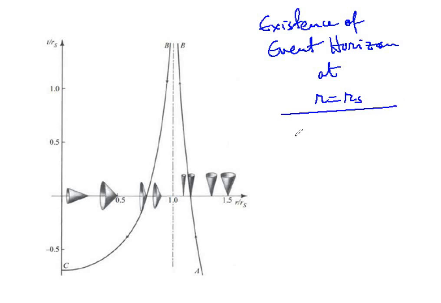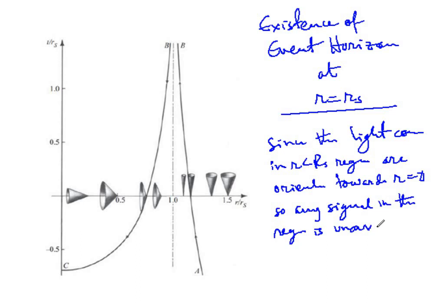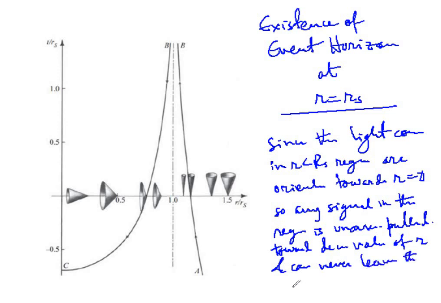So let me write it down. Since the light cones in the r less than rs region are oriented towards r equal to 0, you see, they are all oriented towards this r equal to 0, any signal in this region is unavoidably pulled towards decreasing value of r and can never leave the black hole.